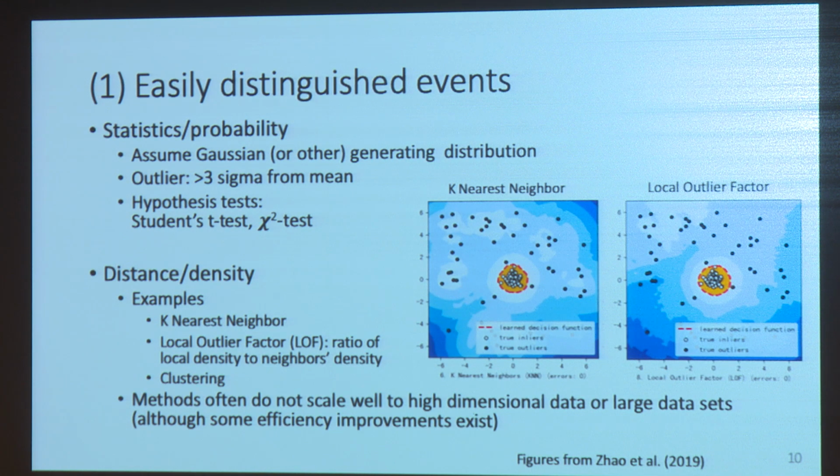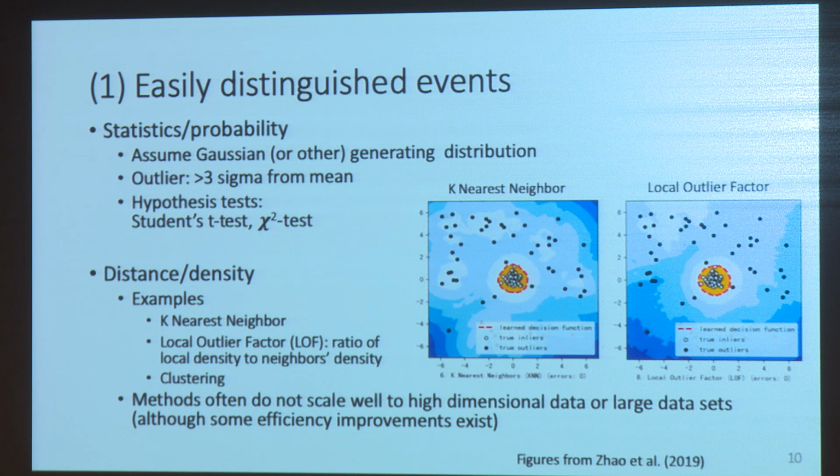So first, let's look at easily distinguished events. If you just use methods from statistics or probability, George alluded to this as well, where you make some assumptions such as data comes from a Gaussian distribution. That's what it was generated by. So anything that is a certain number of sigma away from the mean can be characterized as a statistical anomaly. You can also apply hypothesis tests that say, what is the likelihood that this object came from this generating distribution? And if you can, with high confidence, reject that hypothesis, then you can say it's an anomaly.